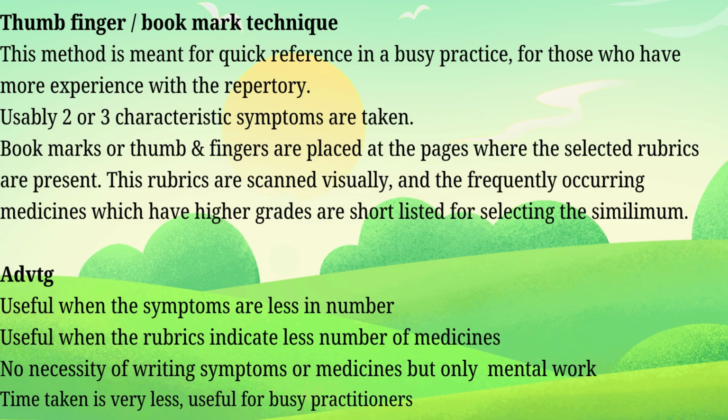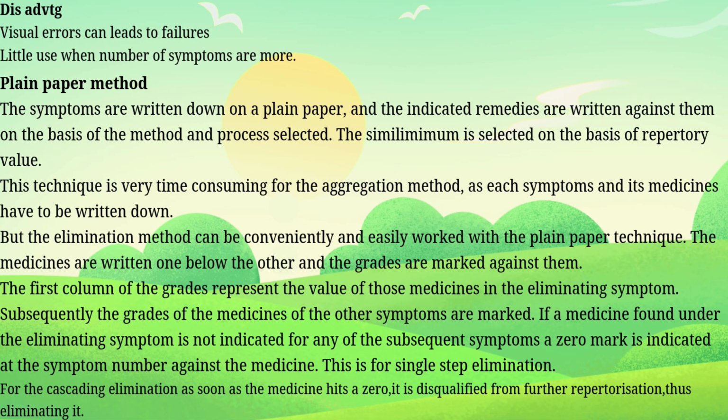experience with the repertory. Usually 2 or 3 characteristic symptoms are taken. Bookmarks or thumb and fingers are placed at the pages where the selected rubrics are present. These rubrics are scanned visually, and the frequently occurring medicines which have higher grades are short-listed for selecting the simillimum.